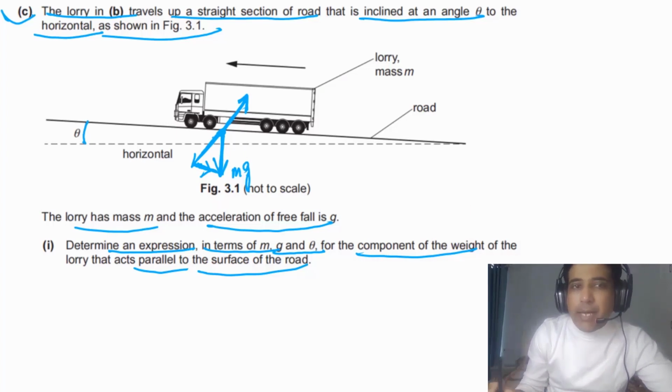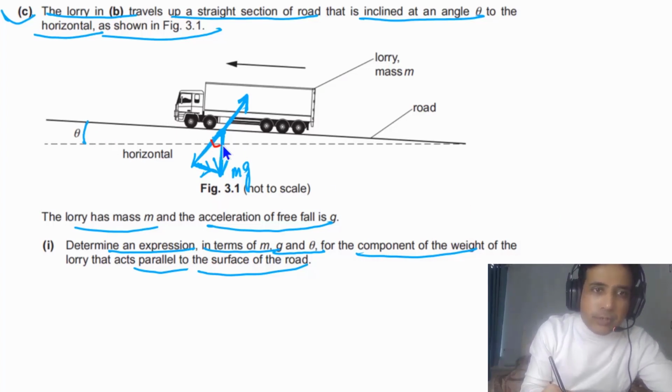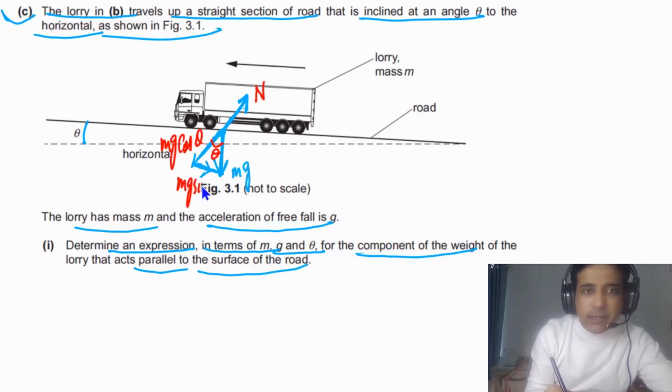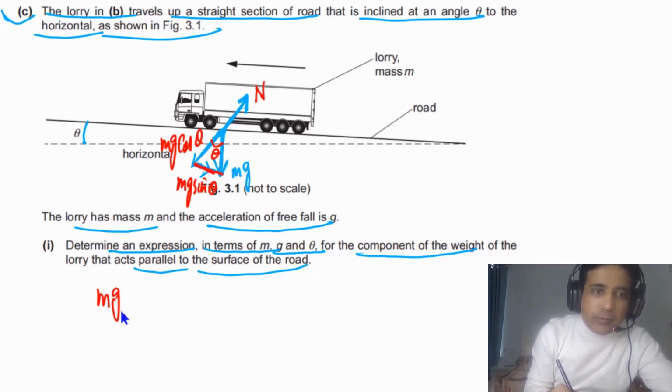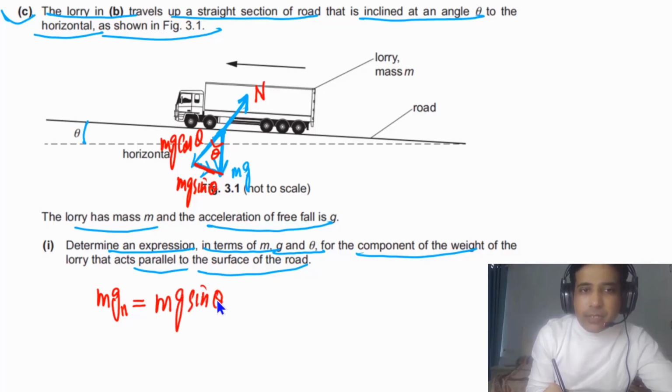As in this case, this angle is theta, so this angle is also theta. We can say this is the normal reaction force, the contact force, and the component with the angle will be mg cosine of theta, and the component of the weight opposite to the angle has to be mg sine of theta. This component is parallel to the road, and the question is asking us to write down the component of the weight that is parallel to the road. So simply you have to write mg sine of theta in this case. If you write this, you will get 1 mark.